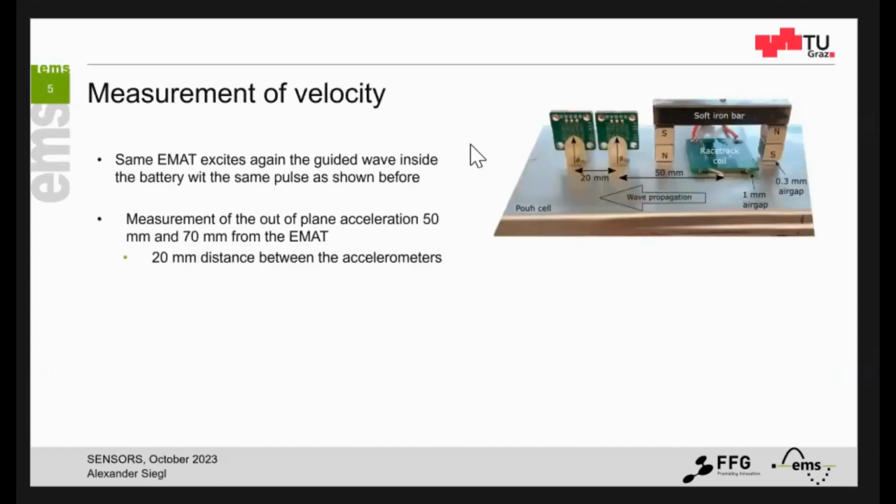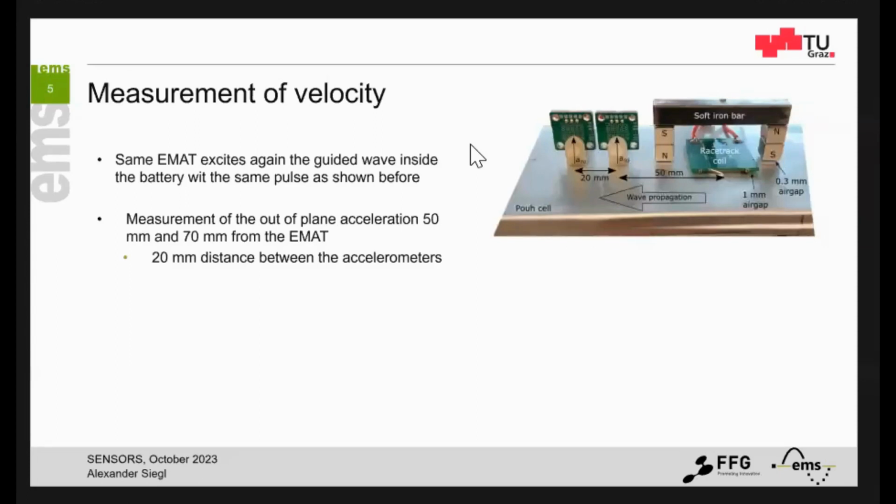Here you can see the actual picture of the measurement setup in the laboratory. Again, you can see the EMAT with its coil and the magnets. It induces so-called Lorentz forces, and these forces drive the guided wave in the battery. We now have two receivers. The first one is positioned 50 millimeters from the EMAT, and the second one is positioned 70 millimeters from the EMAT. So between those two accelerometers, we have an absolute distance of 20 millimeters.